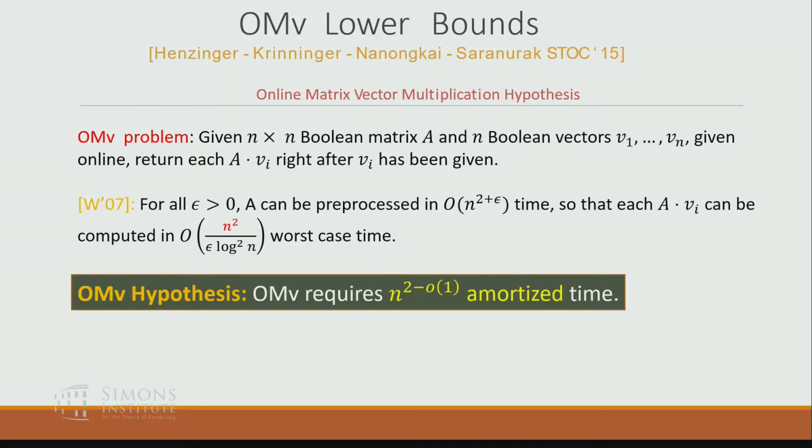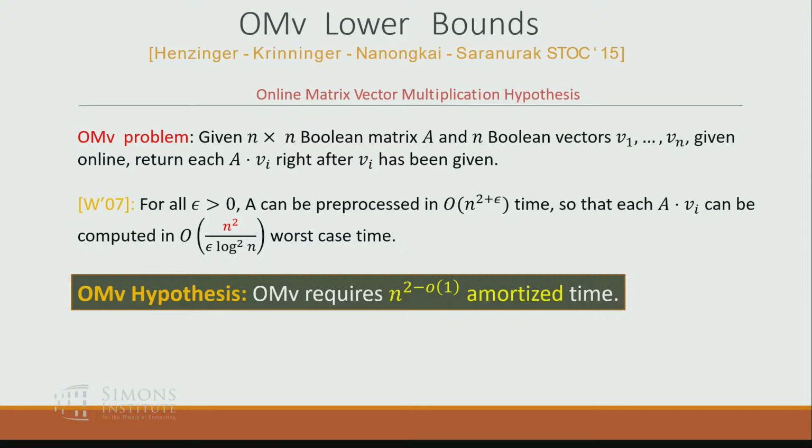still it's not quadratic. So the OMV hypothesis is that this problem requires quadratic amortized time to compute these products. In other words, the total time to do the Boolean matrix product is n cubed. This is completely analogous to the BMM hypothesis, except we removed the combinatorial notion and replaced it with a dynamic, incremental version of BMM. Okay, does this make sense? So this is a new hypothesis.